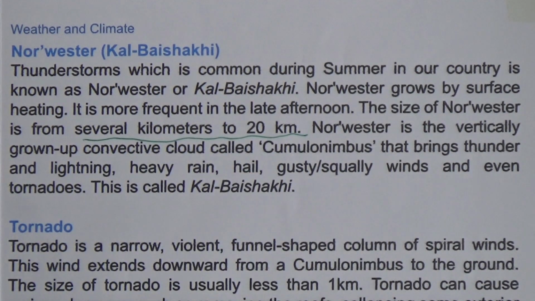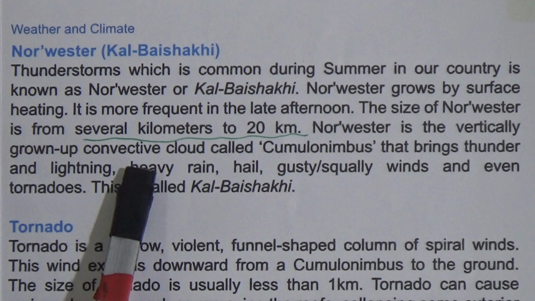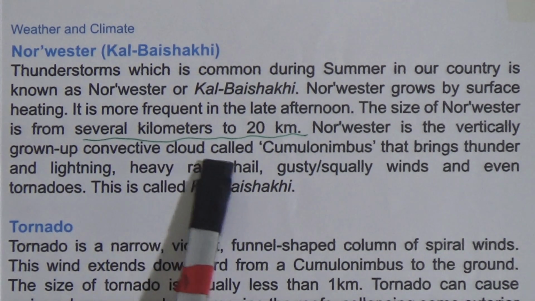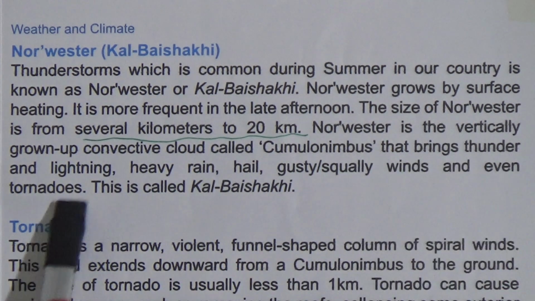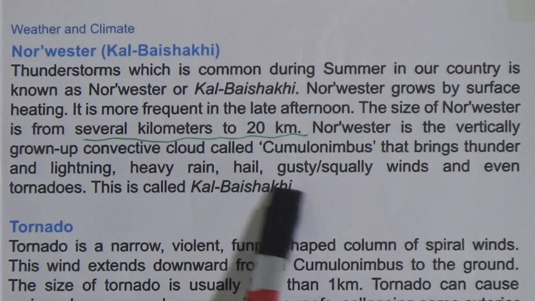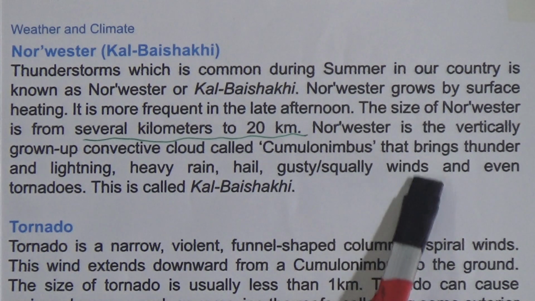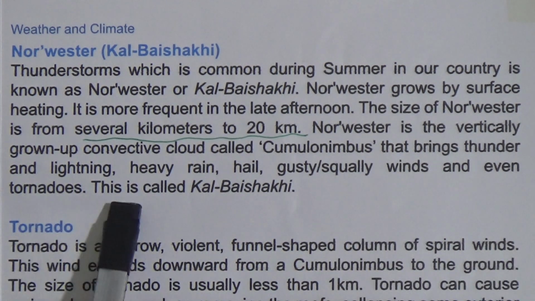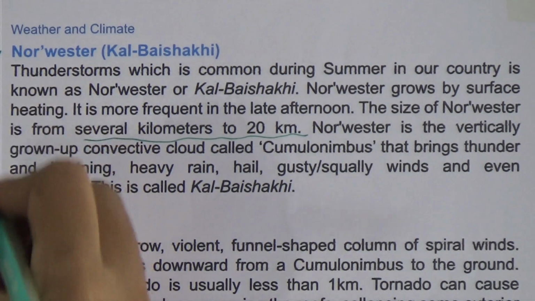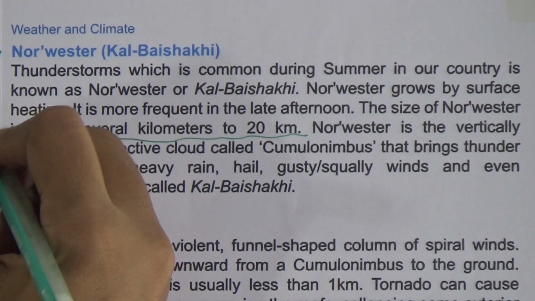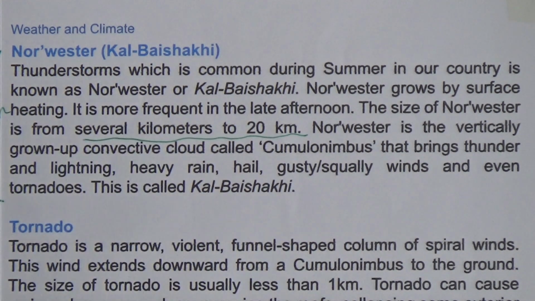The nor'wester is a vertically grown convective cloud called cumulonimbus that brings thunder and lightning, heavy rain, hail, gusty or squally winds, and even tornadoes. And this is called kalboishaki. Dear students, this whole paragraph is important. You have to learn this paragraph. And now come to the tornado.